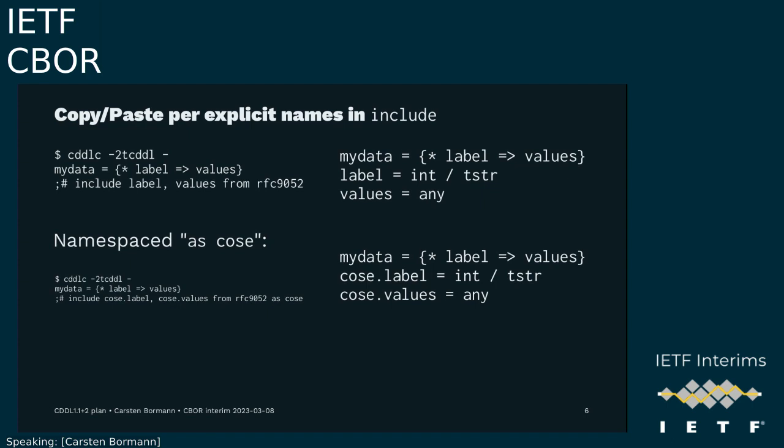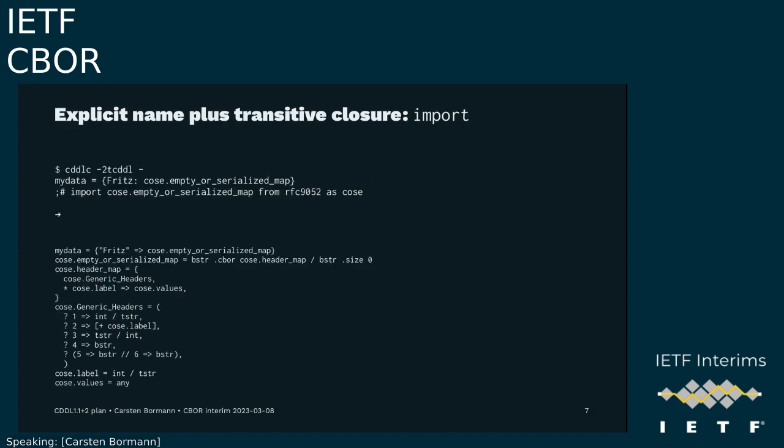And of course, we can do that namespaced again. So if we include as COSE, this is getting a bit small type, I'm sorry, we get what is on the lower right side of the slide. So the explicit names give you more control over what you actually get from the library or from the file that you are including in this case. Yeah, and explicit names also use the transitive closure mechanism.